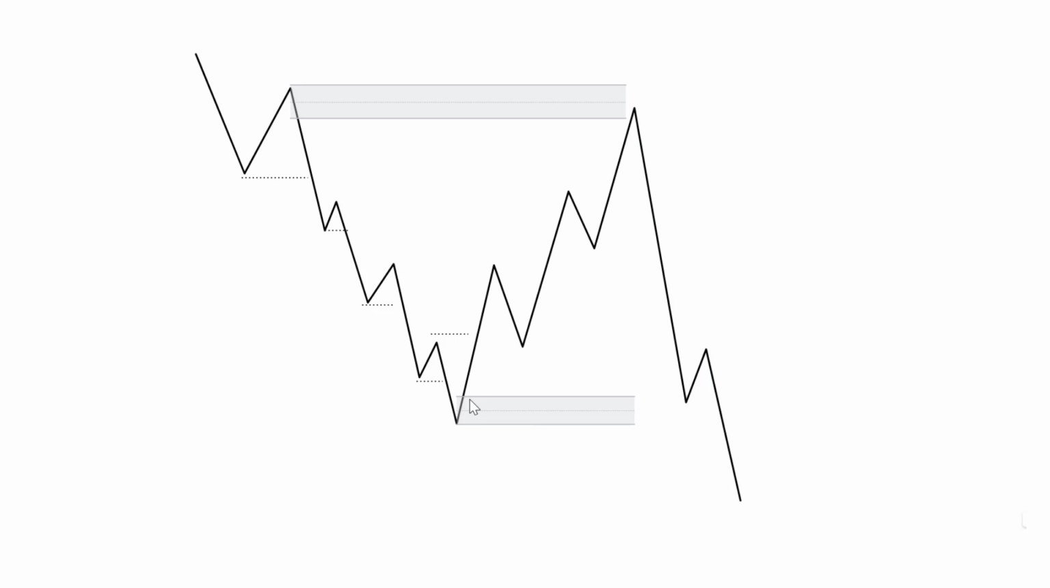But in this case, when we had this shift in structure, what price did was that it was not able to get to our zone, because you see price only came very close to our zone without mitigating our zone.